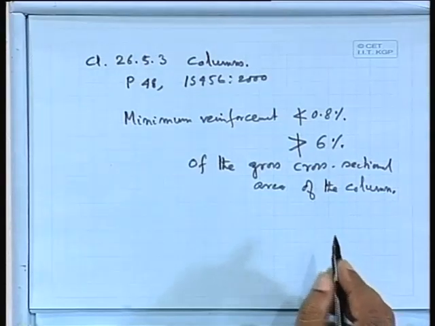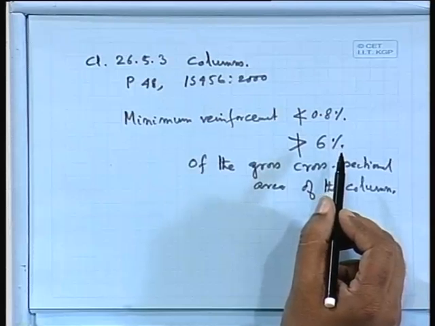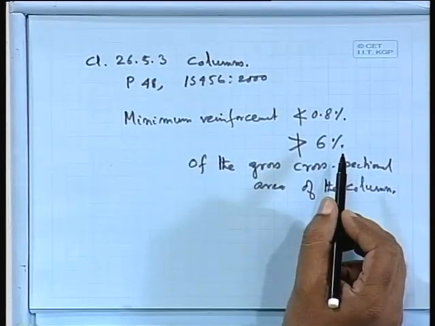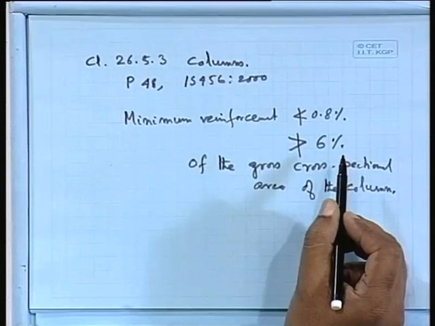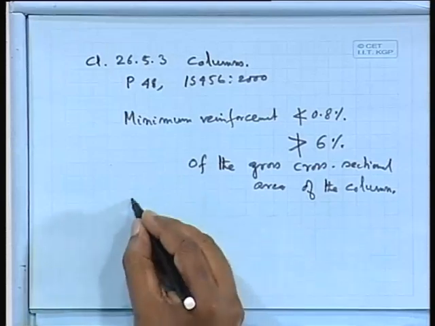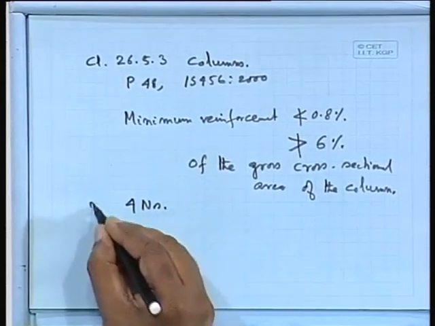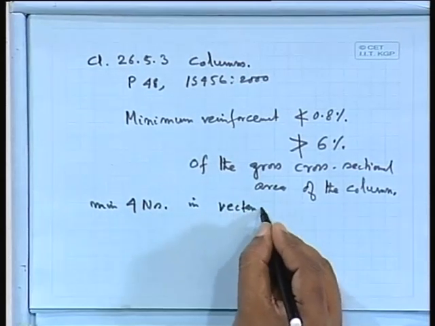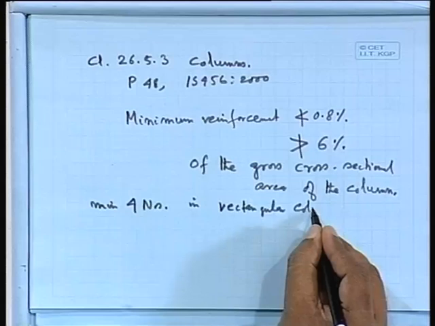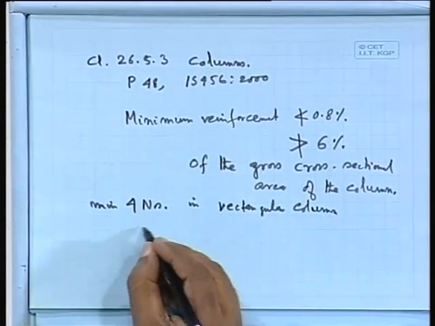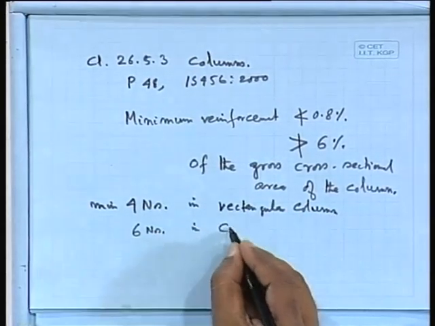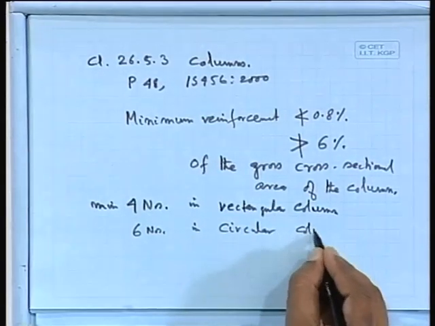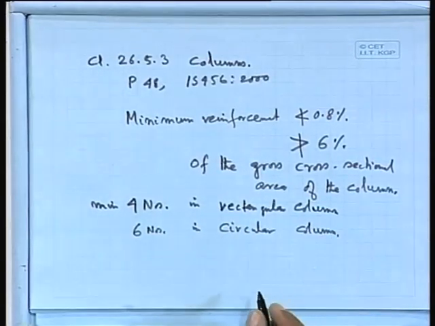So, this is the one that we should always follow. The minimum number of longitudinal bars provided in columns shall be 4 in rectangular columns and 6 in circular columns. So, minimum 4 numbers in rectangular column and 6 numbers in circular column. The bars shall not be less than 12 millimeter in diameter.